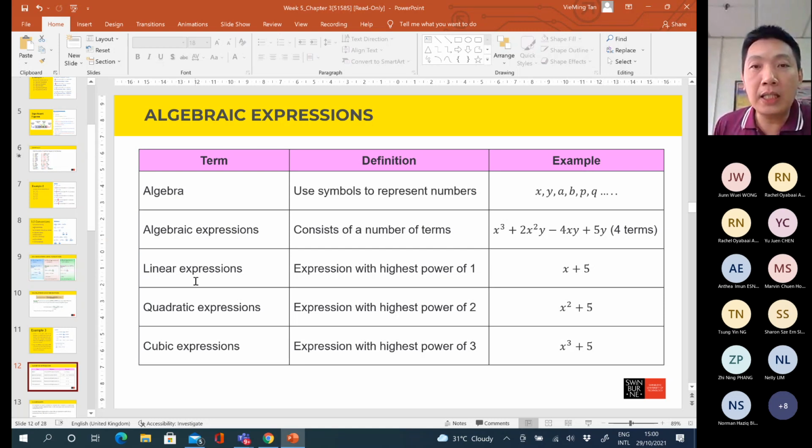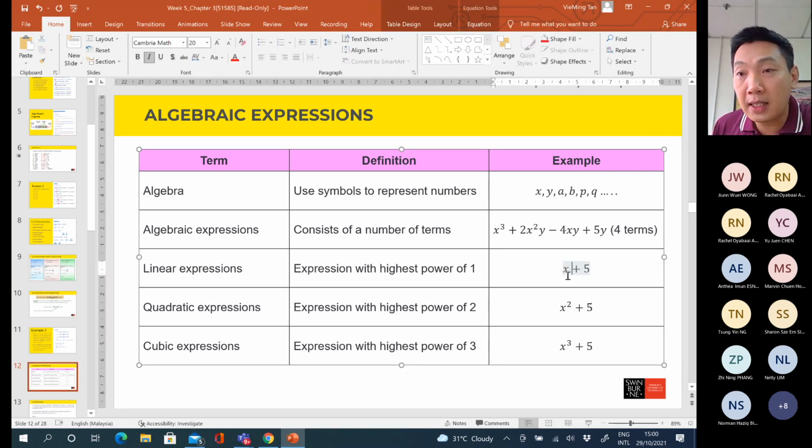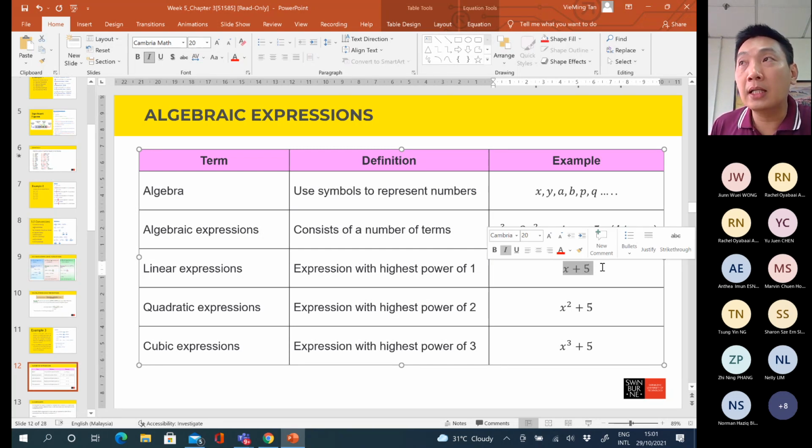So what is the meaning of a linear expression? A linear expression means the unknown variable has power 1 only. When the unknown variable, which is this x, has power 1, usually for power 1 we don't write down the power. So if you see the highest power of the unknown variable is 1, then we can conclude this is a linear expression. Linear means this will form a straight line.